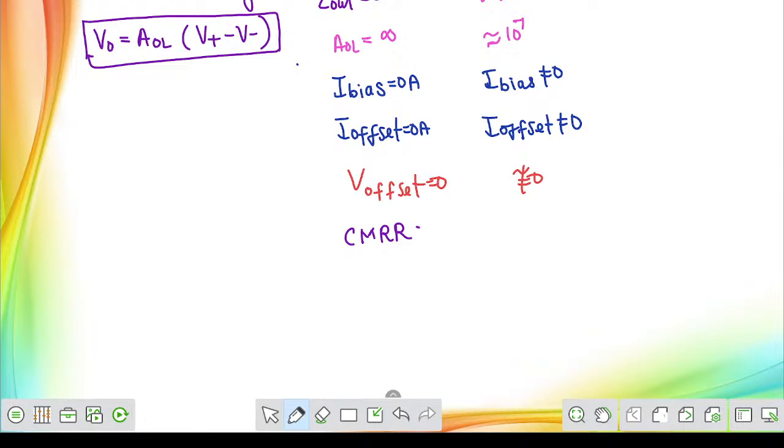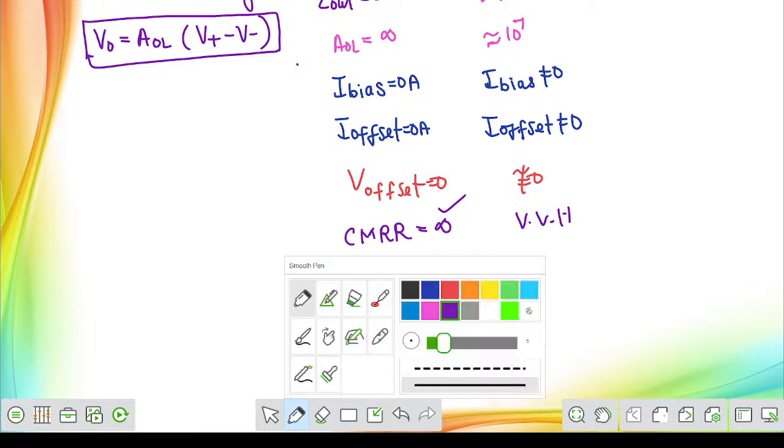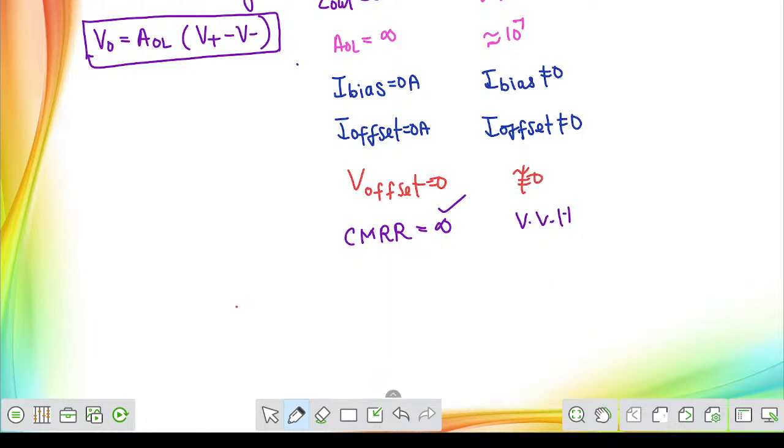The value of the CMRR in an ideal operational amplifier is infinity, whereas in a practical operational amplifier it is very high. You should not forget, common mode rejection ratio is one of the most important terms here, so you must register it in your mind. These are all called properties of the operational amplifier.